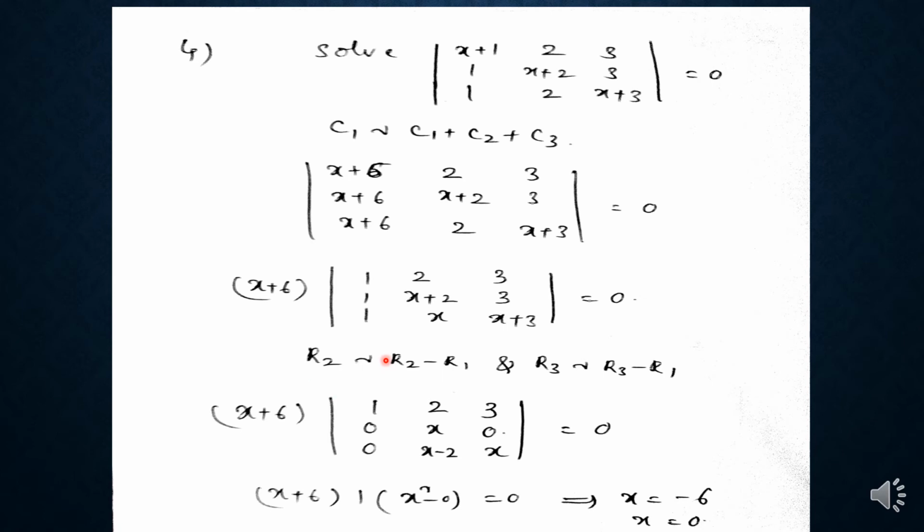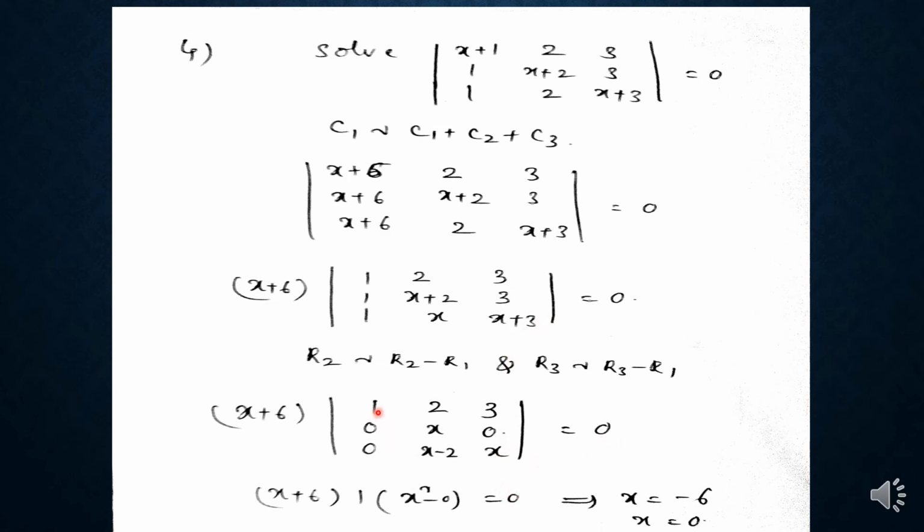So here, to make it as 0, x plus 6 into R2 changes to R2 minus R1, that is 1 minus 1 is 0, x plus 2 minus 2, that is x, 3 minus 3 is 0. And here R3 changes to R3 minus R1, that is 1 minus 1 is 0. This is 2, not x. 2 minus 2, this is 0. And this is x plus 3 minus 3, that is x, that is equal to 0.